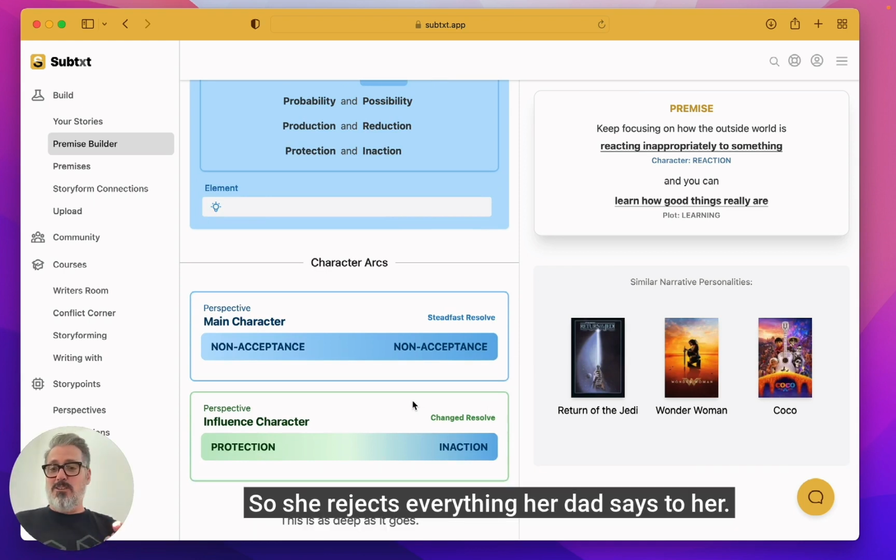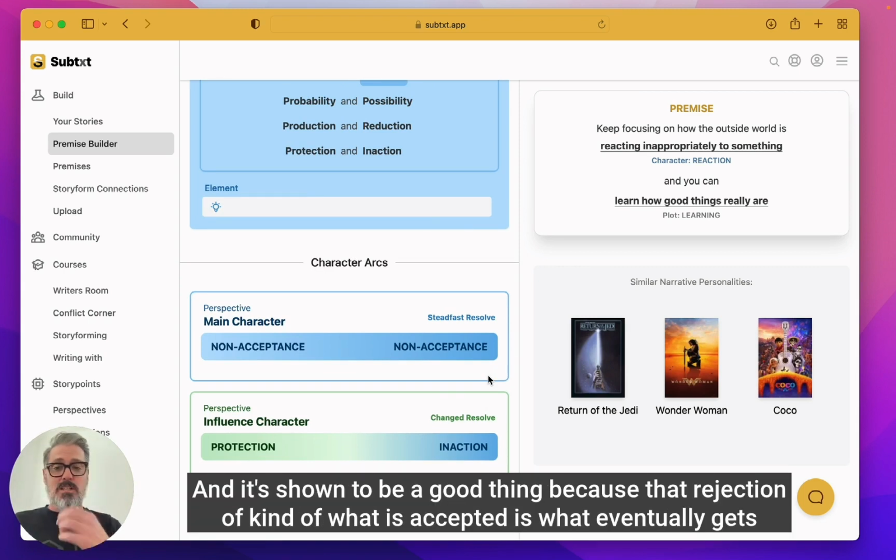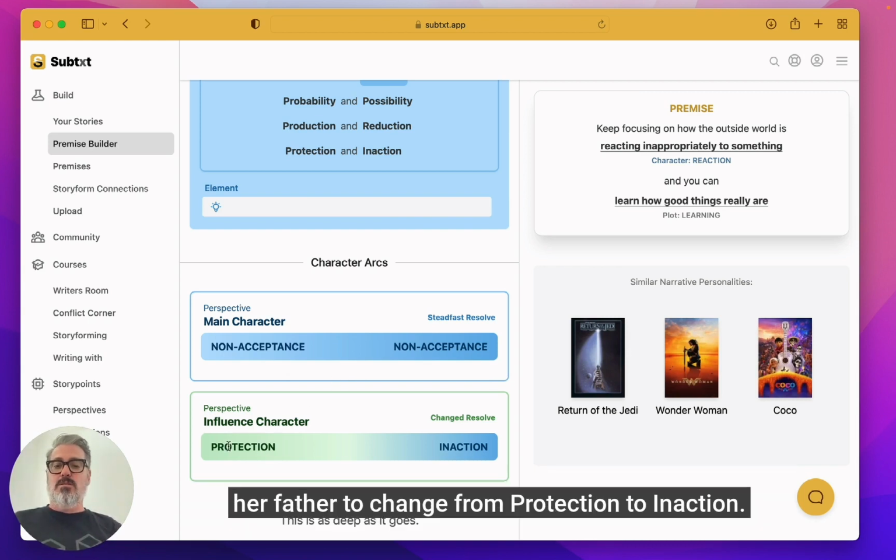So she rejects everything her dad says to her. She rejects what everybody else is saying, and it's shown to be a good thing because that rejection of what is accepted is what eventually gets her father to change from protection to inaction.